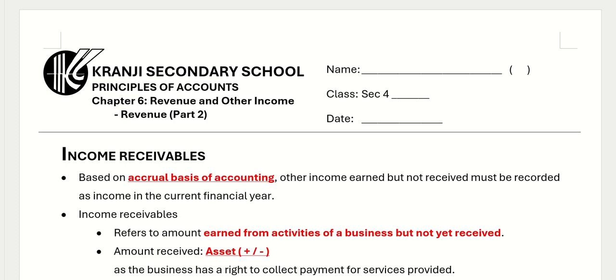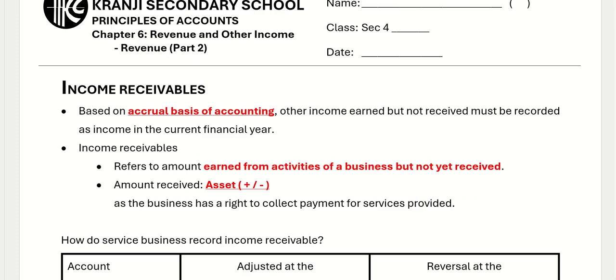All right, so you should be taking out this set of notes, income receivables. Just as a quick recap, income receivables means that this amount has already been earned from the activities of a business. It's already been earned. It's just that it has not been received yet. The amount that has not yet been received is called an asset. And the accounting rule is plus minus.